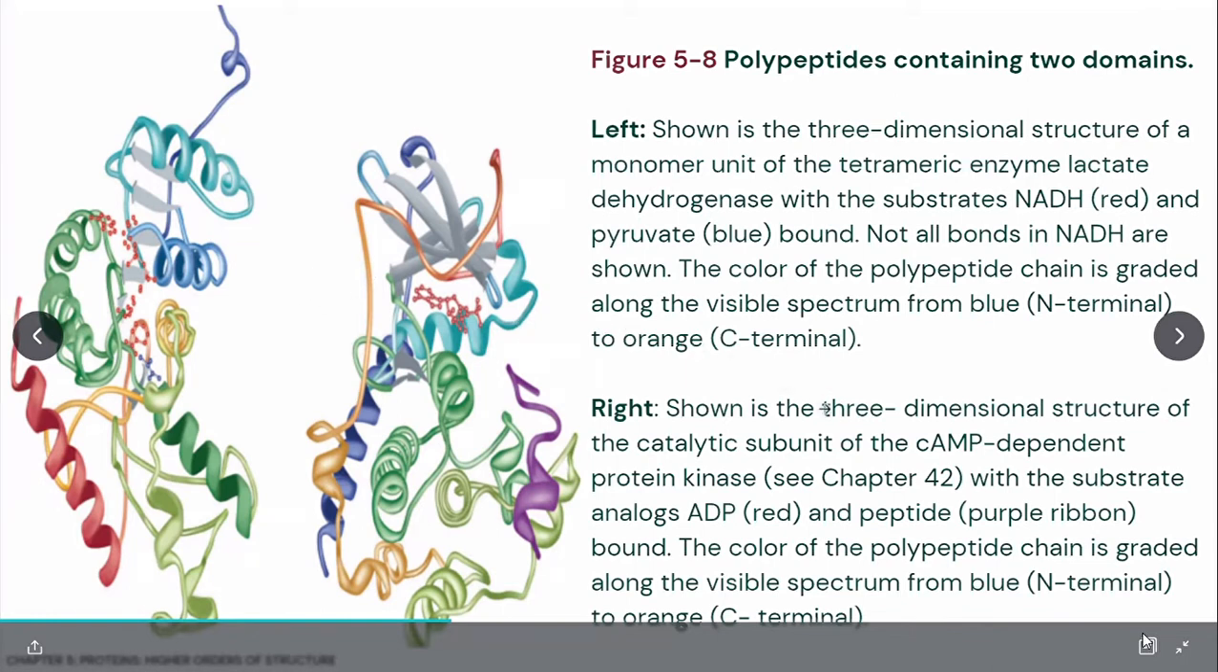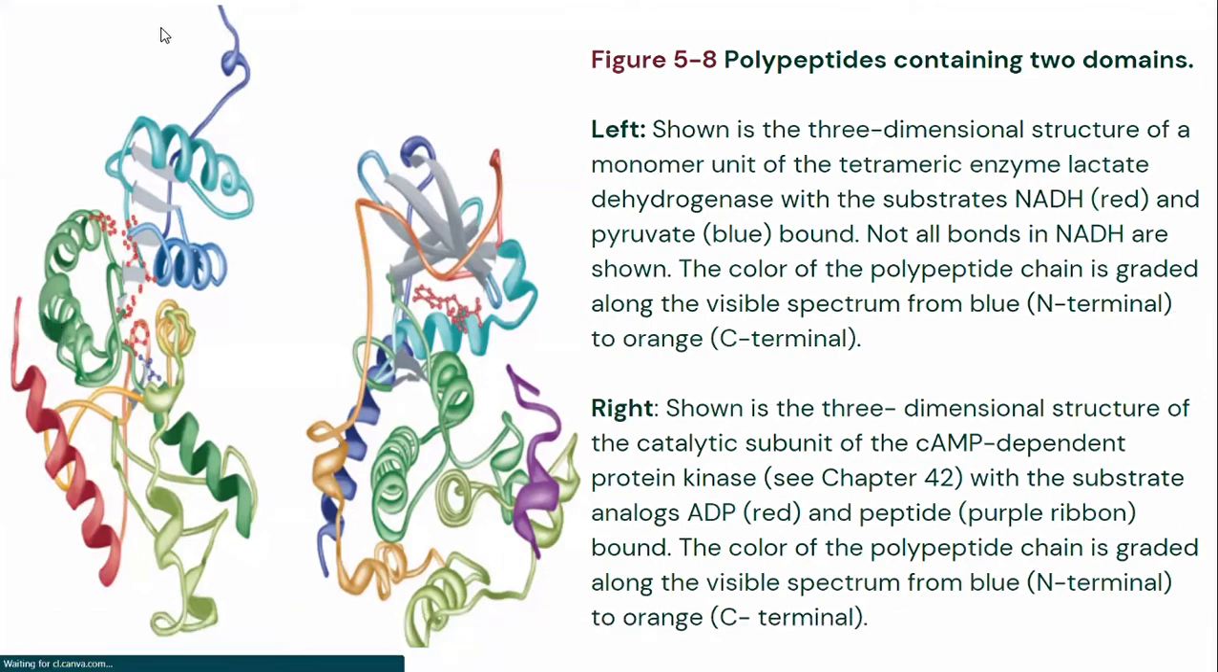On the right side we have here a catalytic subunit of a protein kinase. Catalytic subunit, this area. And so you have here a substrate analog, ADP, adenosine diphosphate. And a peptide in purple ribbon, this one, which is also bound. Okay, we will be seeing this in our kinetics of enzyme.